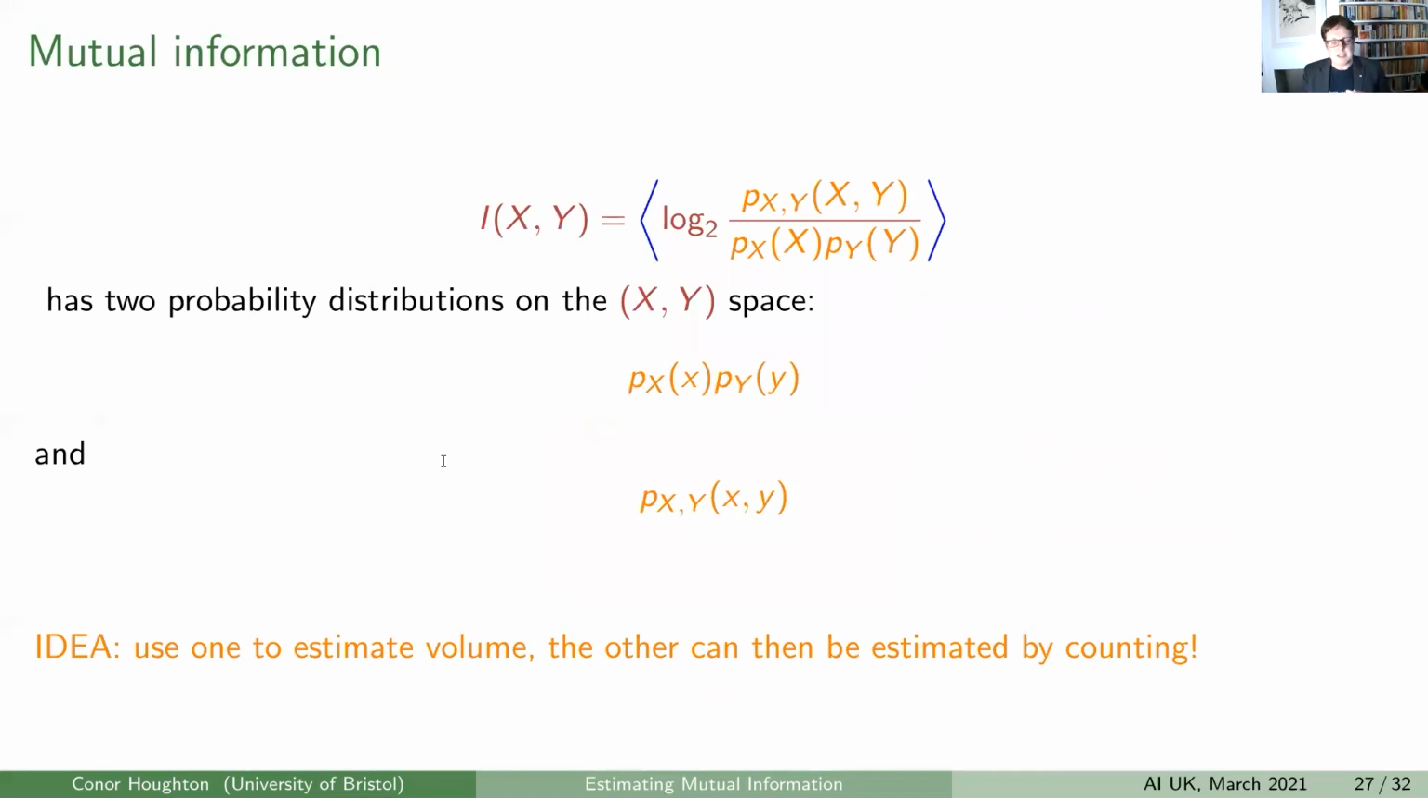And what actually is happening there is that we have two probability densities for mutual information: the joint density and the product of the two marginal densities, the density that X and Y would have if they were independent. And so what you can actually do is use one of those probability densities as the volume measure. In other words, you trivialize those and you estimate the other by counting points. And so there is a strategy using this counting of points, both for estimating densities and for estimating volumes, that gives you a formula for estimating the mutual information.